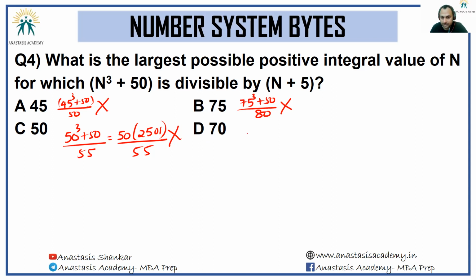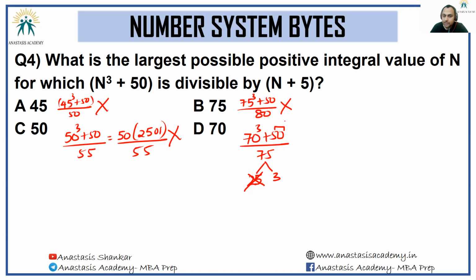The last option that is left is 70 cube plus 50 divided by 75. As soon as you see this, if I need remainder with 75, I need remainder with 25, and I need remainder with 3. Remainder with 25 is guaranteed. 50 is divisible by 25, and 70 cube, a multiple of 5 raised to a higher power, is divisible by 25. I just need to see if it is divisible by 3.